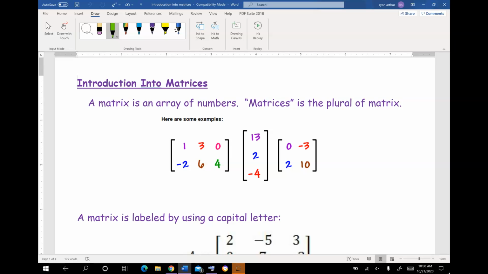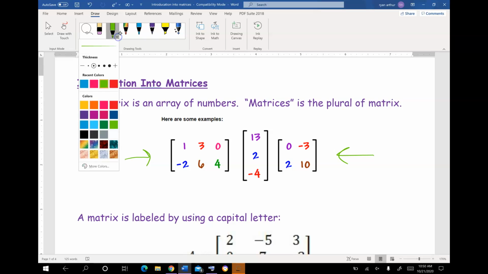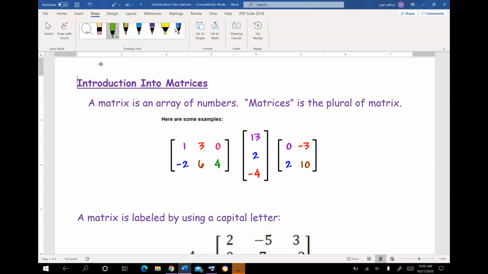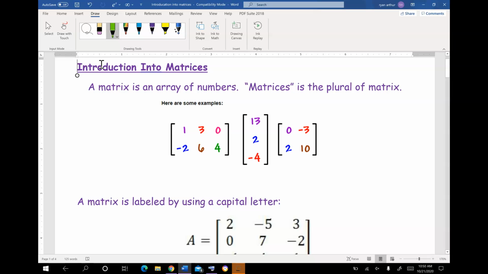So a matrix is an array of numbers. Matrices is the plural version of matrix. Okay, so if you hear me say matrices, that means there's more than one. A matrix is just one. This is what the matrices look like. Okay, they are, like I said, an array of numbers. All right, and they're just ordered by rows and columns. Okay, so that's really all it is. All right, and you have brackets around them.